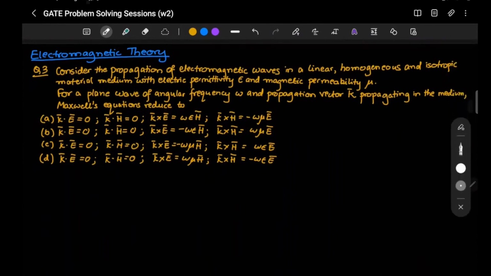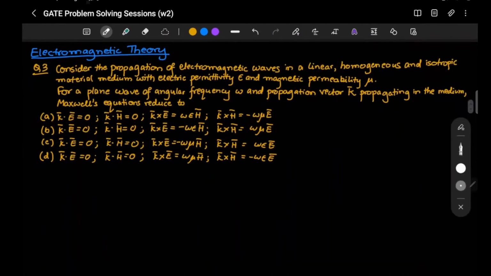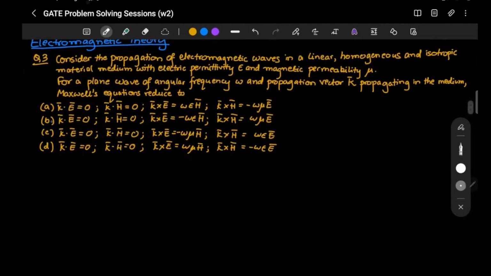So this question from electromagnetic theory says that consider the propagation of electromagnetic waves in a linear, homogeneous and isotropic material medium with electric permittivity epsilon and magnetic permeability mu. So for a plane wave of angular frequency omega and propagation vector k propagating in the medium, Maxwell's equations reduce to one of these four options.